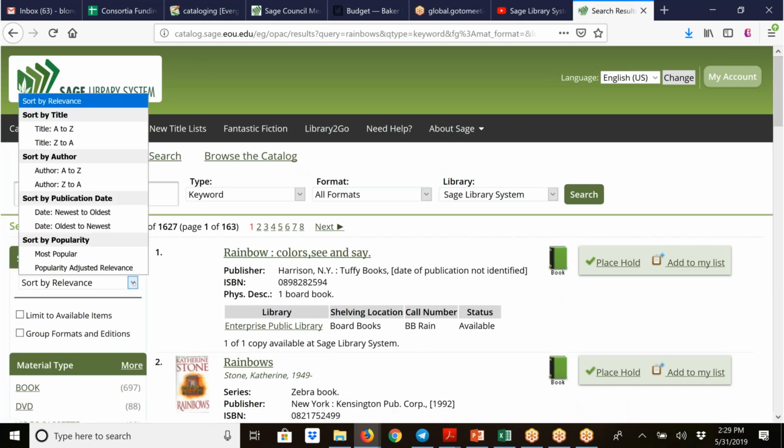Okay, sort by relevance or sort by popularity. Oh, it has popularity adjusted by relevance. You can also do a popularity adjusted relevance where it takes both. The relevance is how many times that keyword is used within the MARC record. And then the most popular looks at things like how many holds have been placed on it, how many times has it been checked out. There's all of these metrics that you can configure popularity based on.